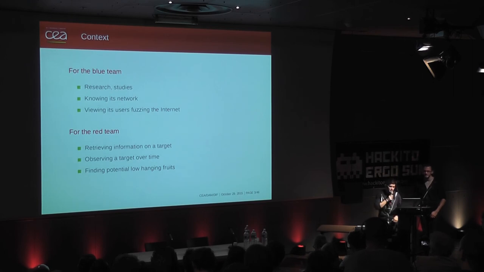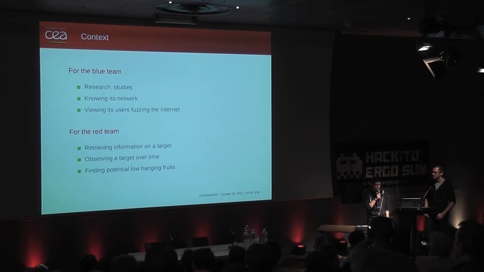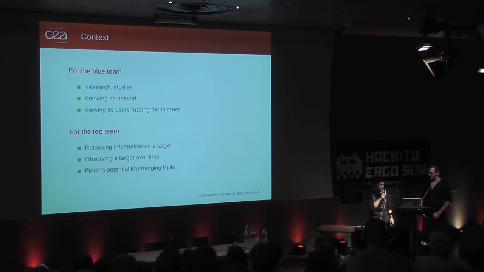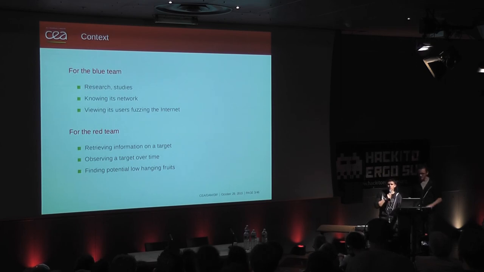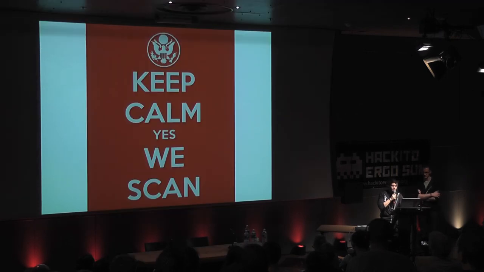And for the red team, the attackers, we can retrieve information on a given target. We can observe a target over time. That is to say, we scan it, and then a month later we scan it again, and we do the difference. It's a way to find potential low-hanging fruit, or in a pen test to give a first element to view and then dig in. So yes, keep calm. Yes, we scan.